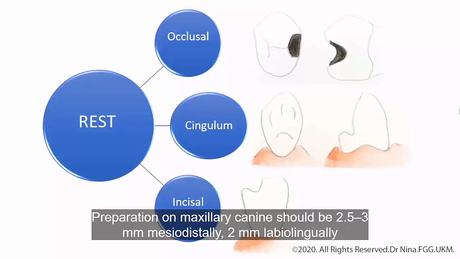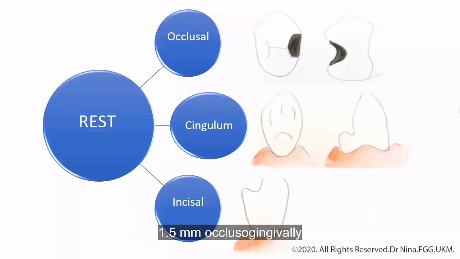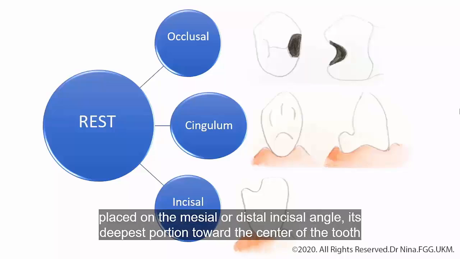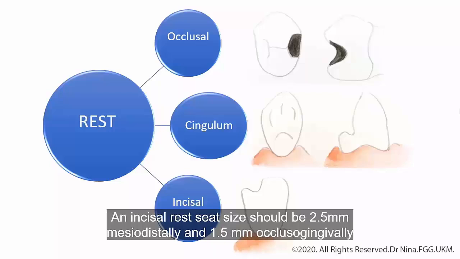If you do a preparation on a maxillary canine, the average dimension should be 2.5 to 3 mm mesiodistally, 2 mm labiolingually, and 1.5 mm occlusogingivally. Incisal rest preparation should be V-shaped, placed on the mesial or distal incisal angle, and its deepest portion should be towards the center of the tooth. Incisal rest seat size should be approximately 2.5 mm mesiodistally and 1.5 mm occlusogingivally.